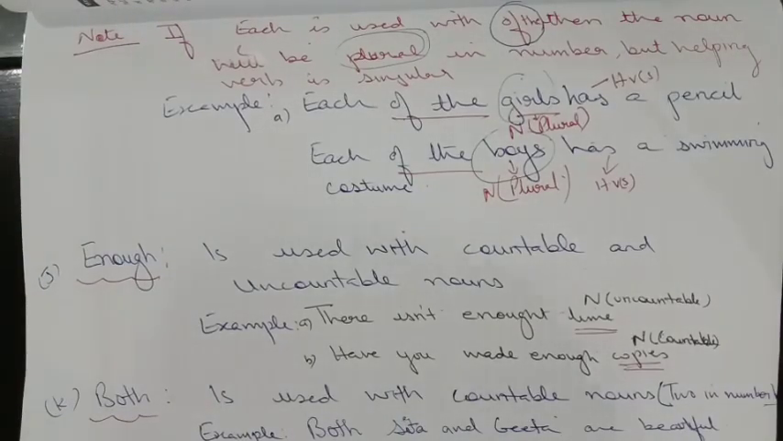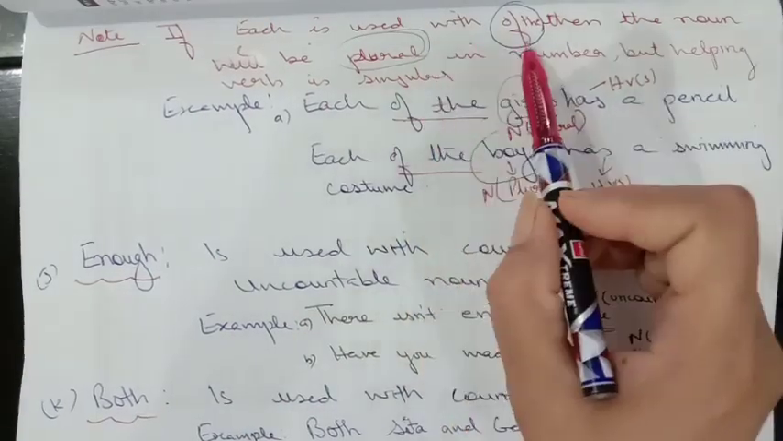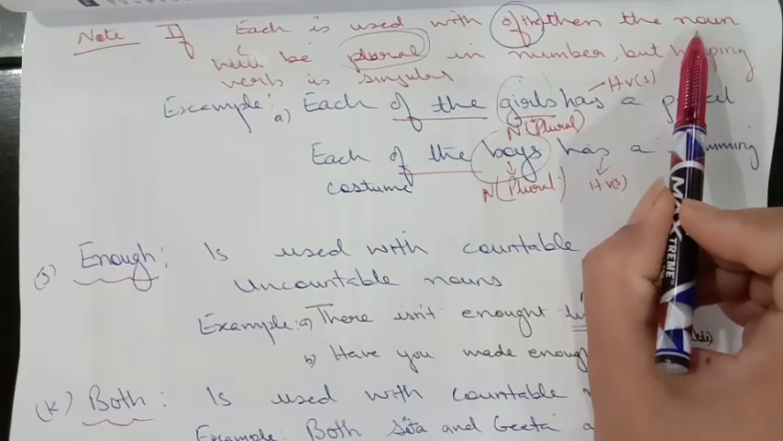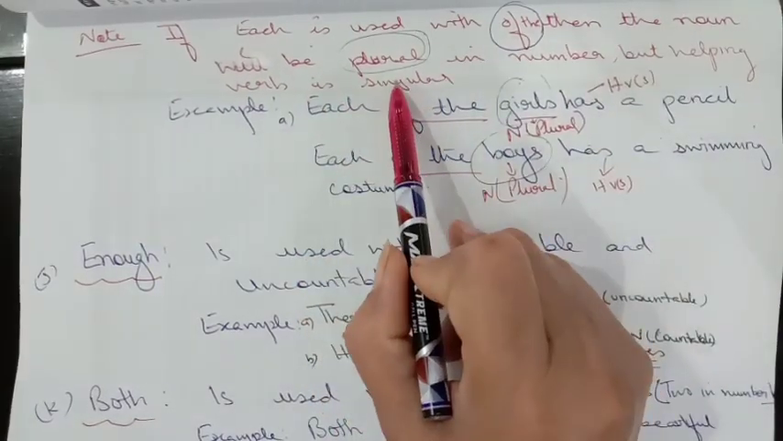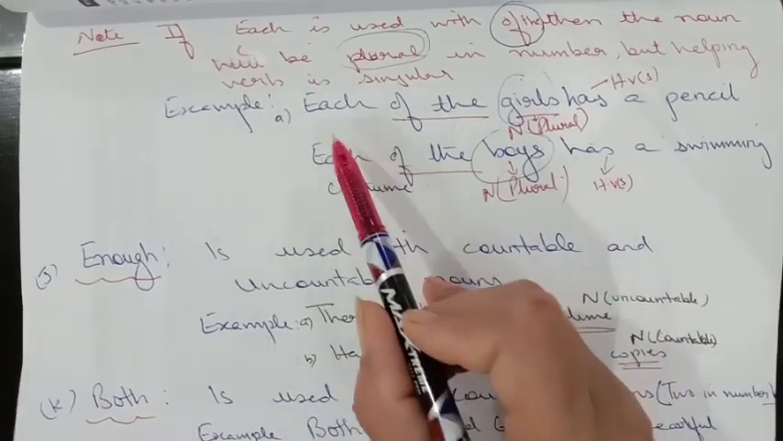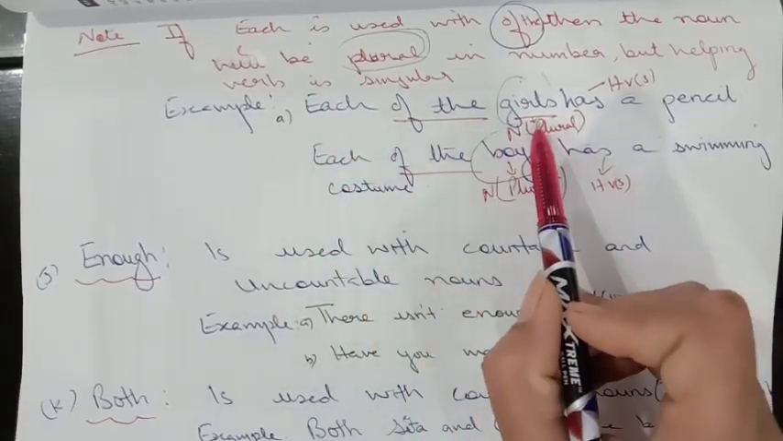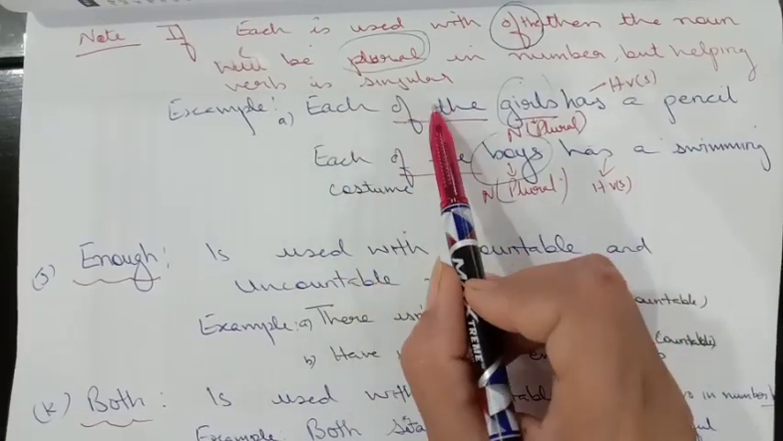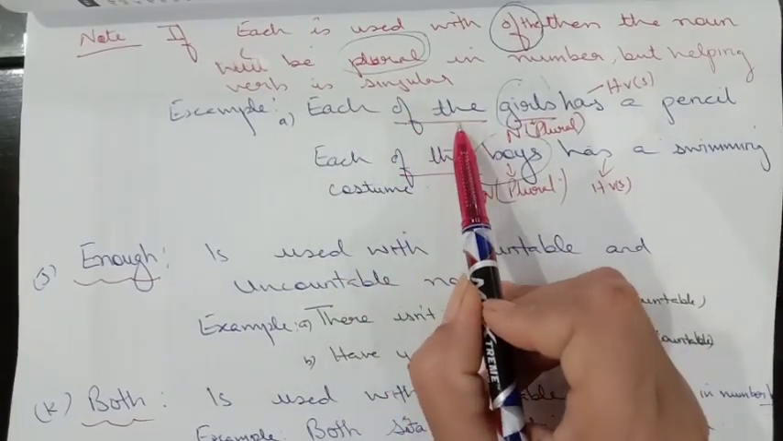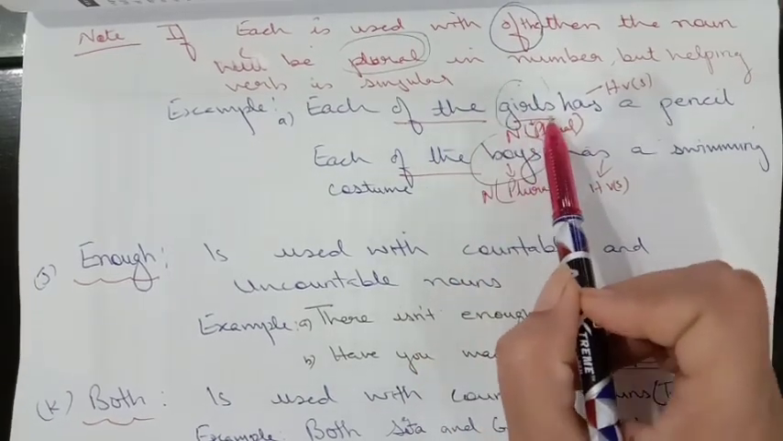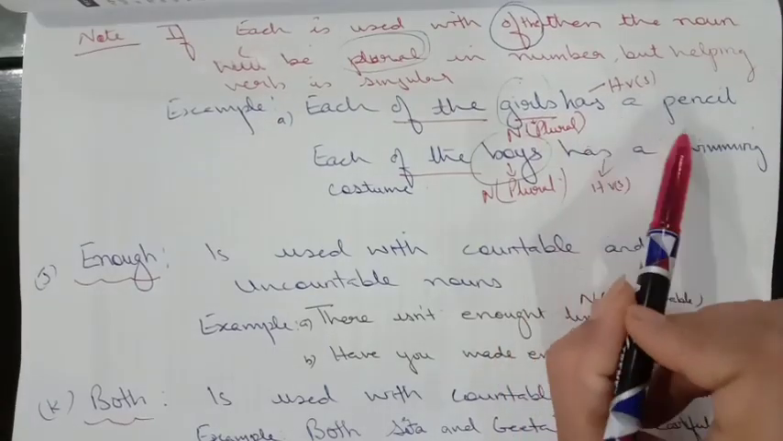Kindly note, if each is used with "of the", then the noun will be plural. Earlier, the noun was singular, but now the noun will be plural in number. But the helping verb will remain the same. See, for example, each of the girls. Each is followed by "of the". If "of the" is there, then the noun will become plural, not singular. But the helping verb will remain the same.